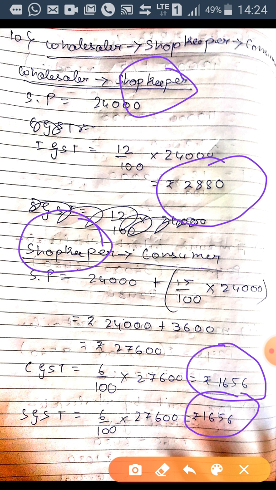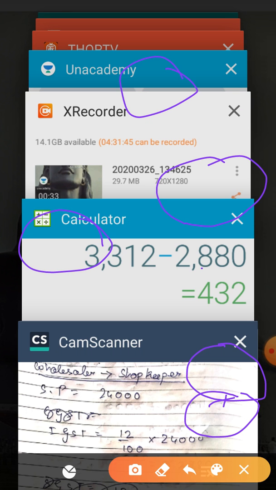So how much does this shopkeeper recover then? Okay, so let's calculate that. He's receiving this 1656 plus 1656, and he's paying 2880. So how much is it?